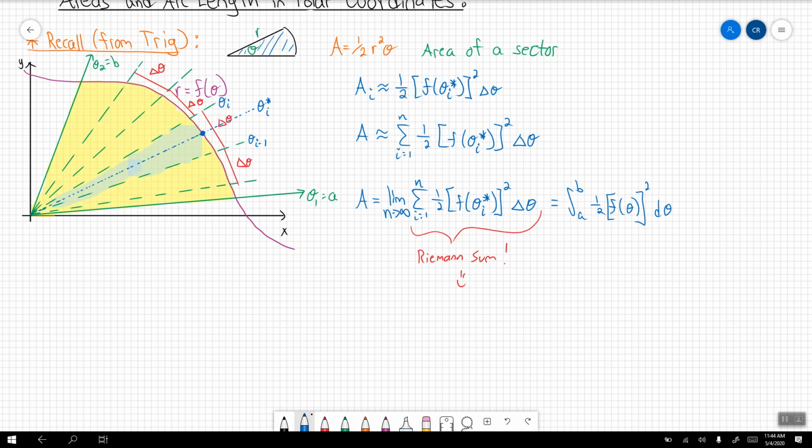Now, typically, we like to write this as the integral from A to B, and this is just going to be 1/2 r squared, and this is going to be d theta. So this is what we're observing here, and this is what we're going to be using when we're talking about finding areas within these polar coordinate graphs.